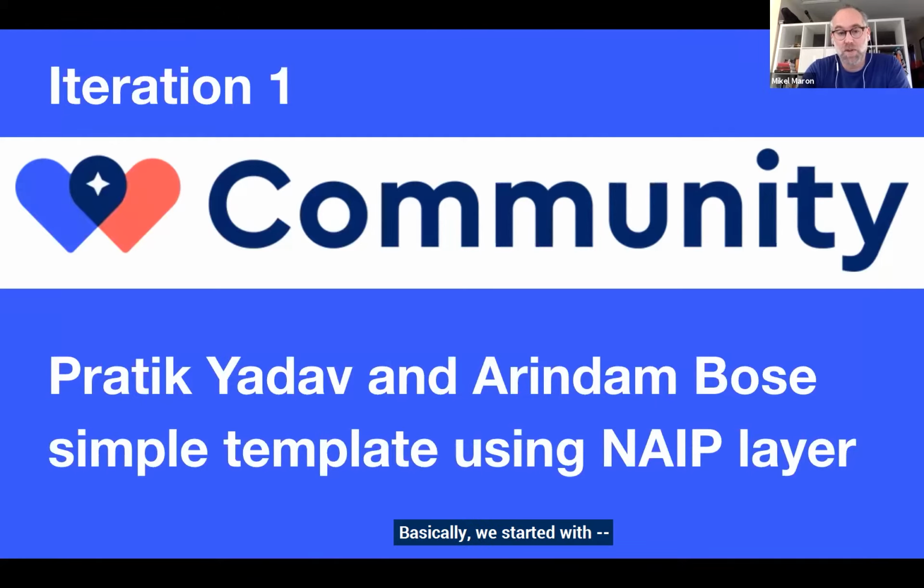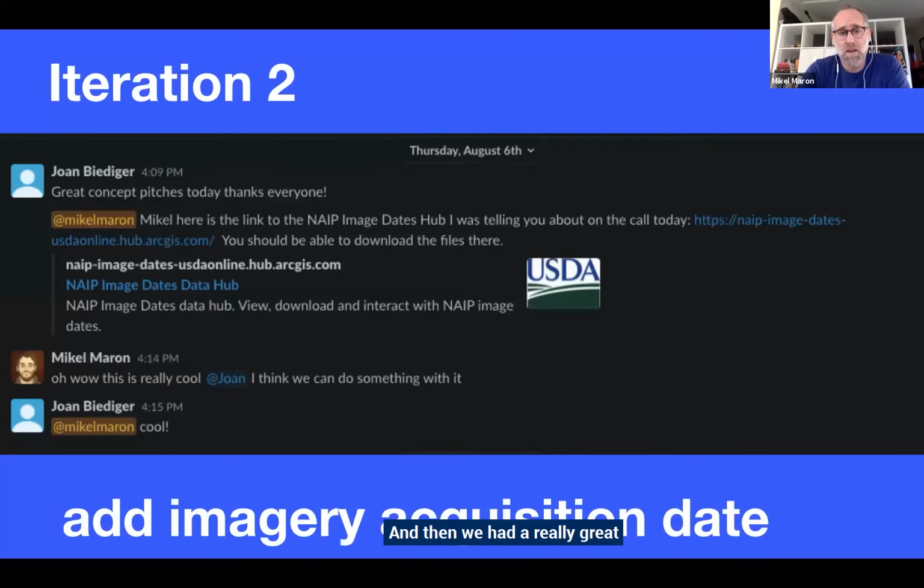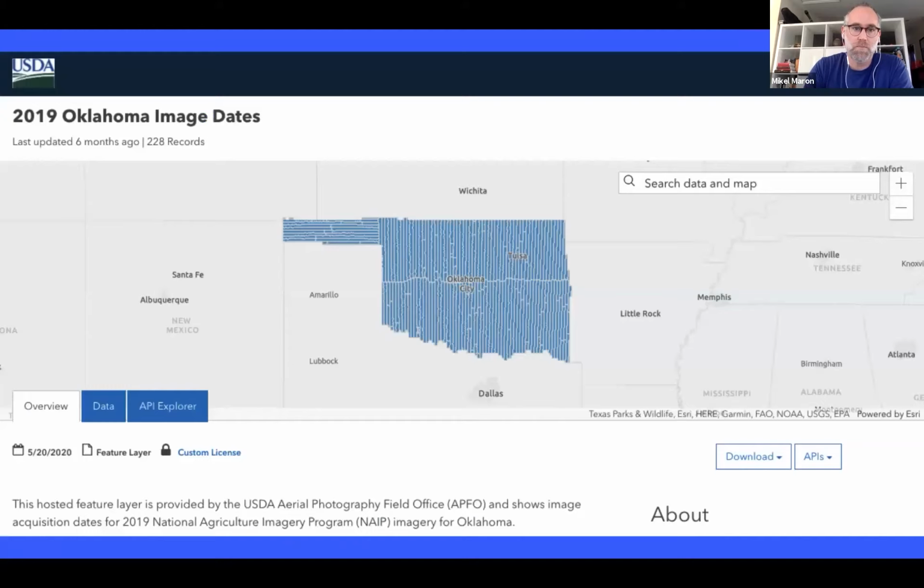Basically, we started with, let's take the approach. We have our NAIP layer. Let's use a very simple template. We have a lot of examples to do so, to just build a map viewer using NAIP imagery. That happened really fast. And then we had a number of really great sessions getting feedback from USDA teams. So in August, we gave a pitch about what we had built so far, and Joan had a lot of great feedback, including letting us know that the actual acquisition dates of all the imagery was available and something that we could download and process as well.